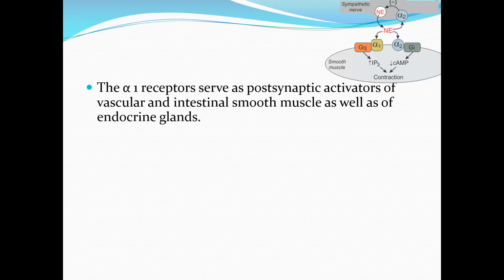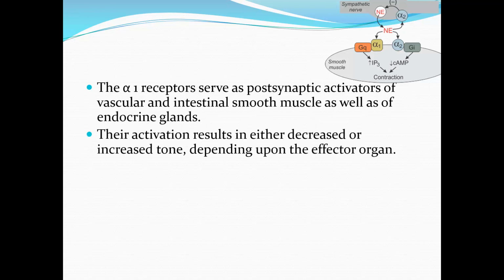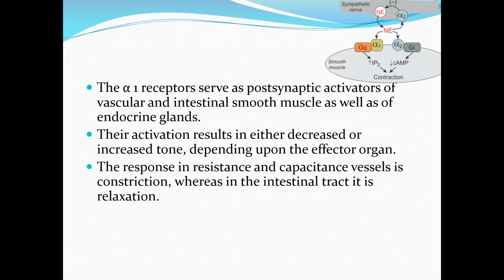The alpha-1 receptors essentially serve as postsynaptic activators of the vascular and intestinal smooth muscle, also the endocrine glands. When you activate them, they either decrease or increase the tone depending on the effector organ. The response in resistance and capacitance vessel is constriction. So when you give alpha-1 receptor agonist, like phenylephrine, your resistance goes up in the regular blood vessels. But if they go to the intestinal tract, it results in relaxation, so the opposite effect.